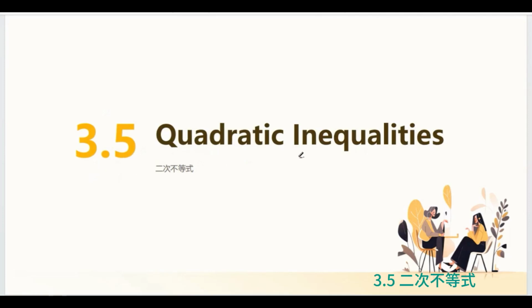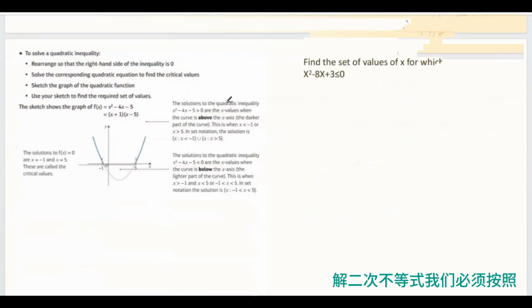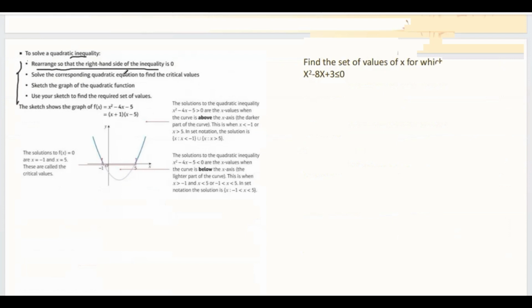3.5 Quadratic Inequalities. To solve quadratic inequalities, we have to follow four steps. First, arrange the inequality so the right-hand side is 0. Second, solve the corresponding quadratic equation to define the critical values. Third, graph the quadratic function and use the sketch to find the required set of values.